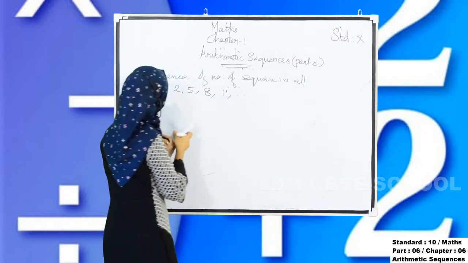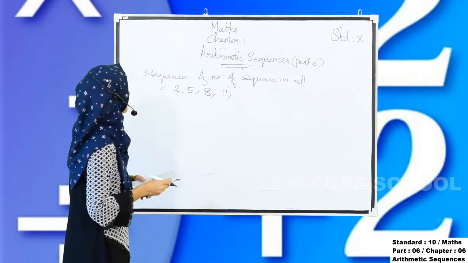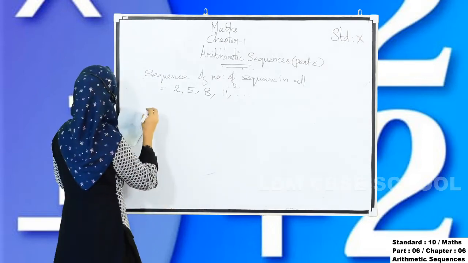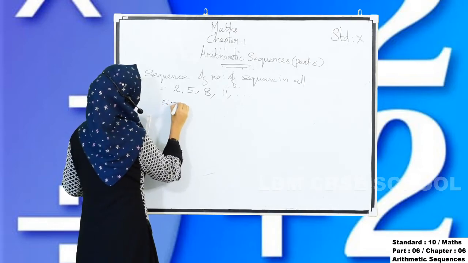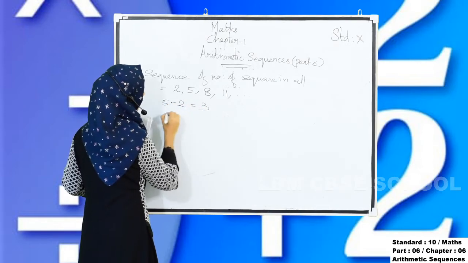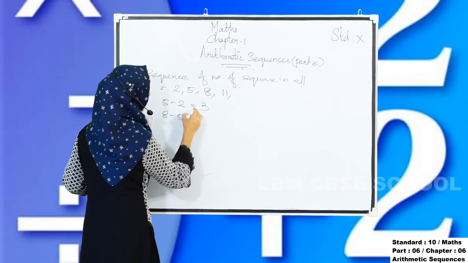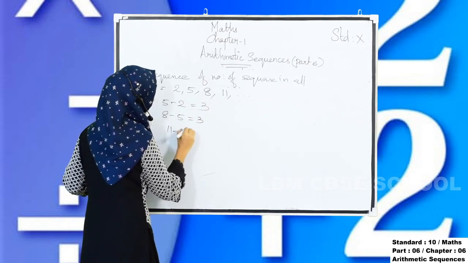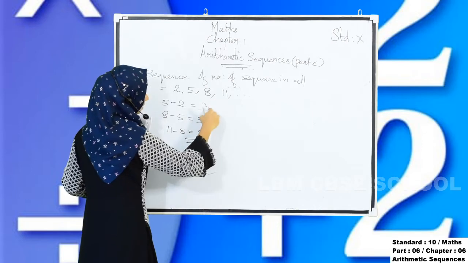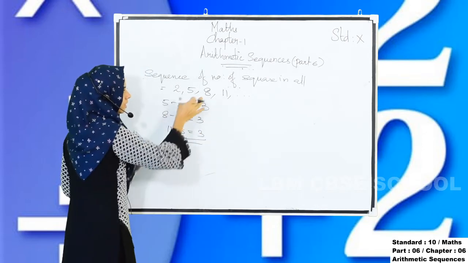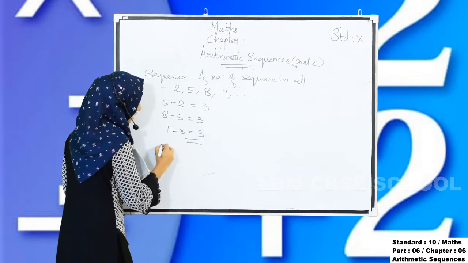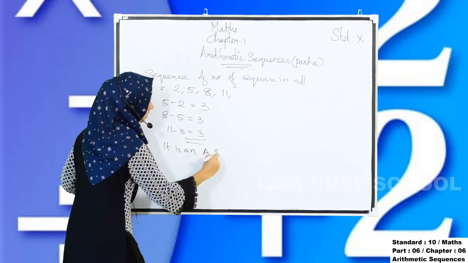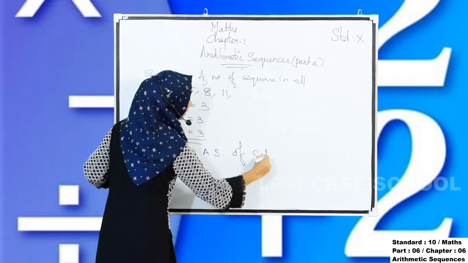Etc. Then check whether it is an arithmetic sequence or not. So, 5 minus 2 we got 3, 8 minus 5 we got what? 3, 11 minus 8 also we got 3. Then the common difference of all the terms is the same, so we can say that it is an arithmetic sequence of common difference 3.